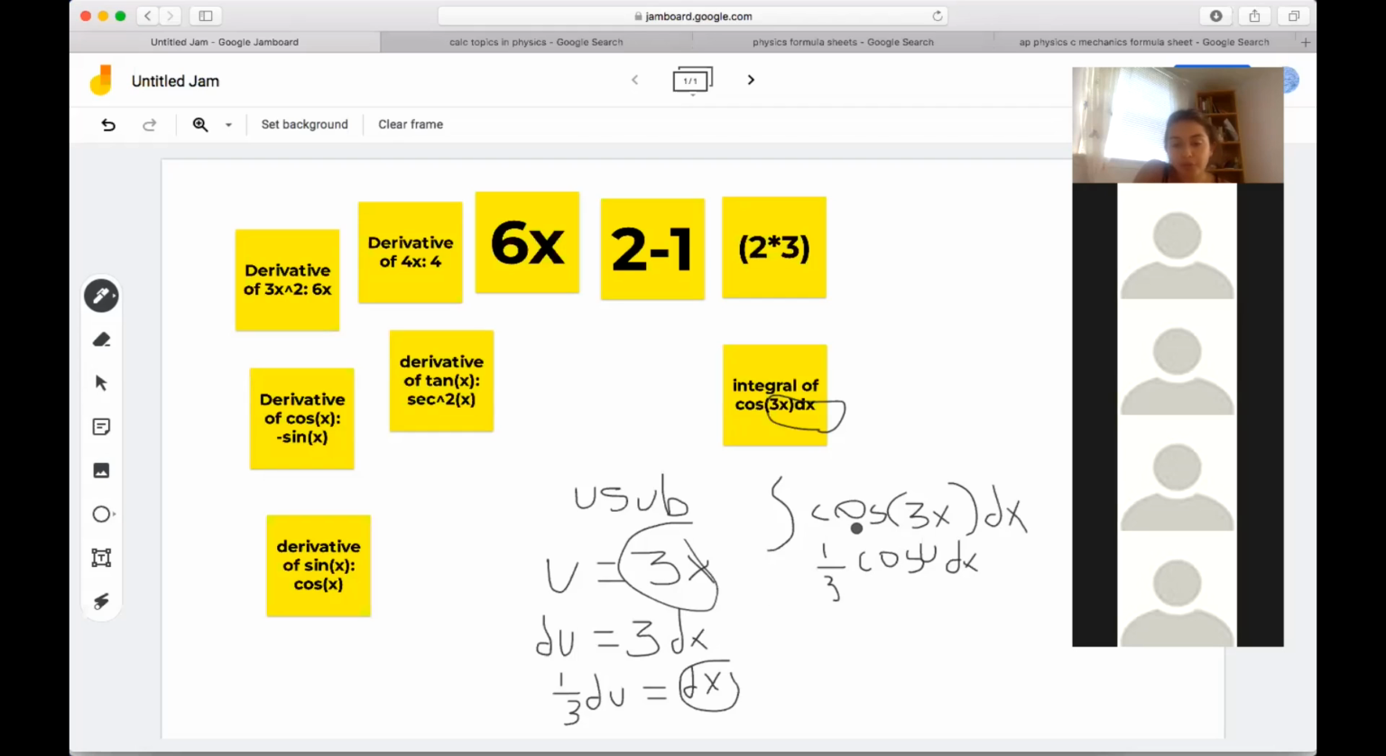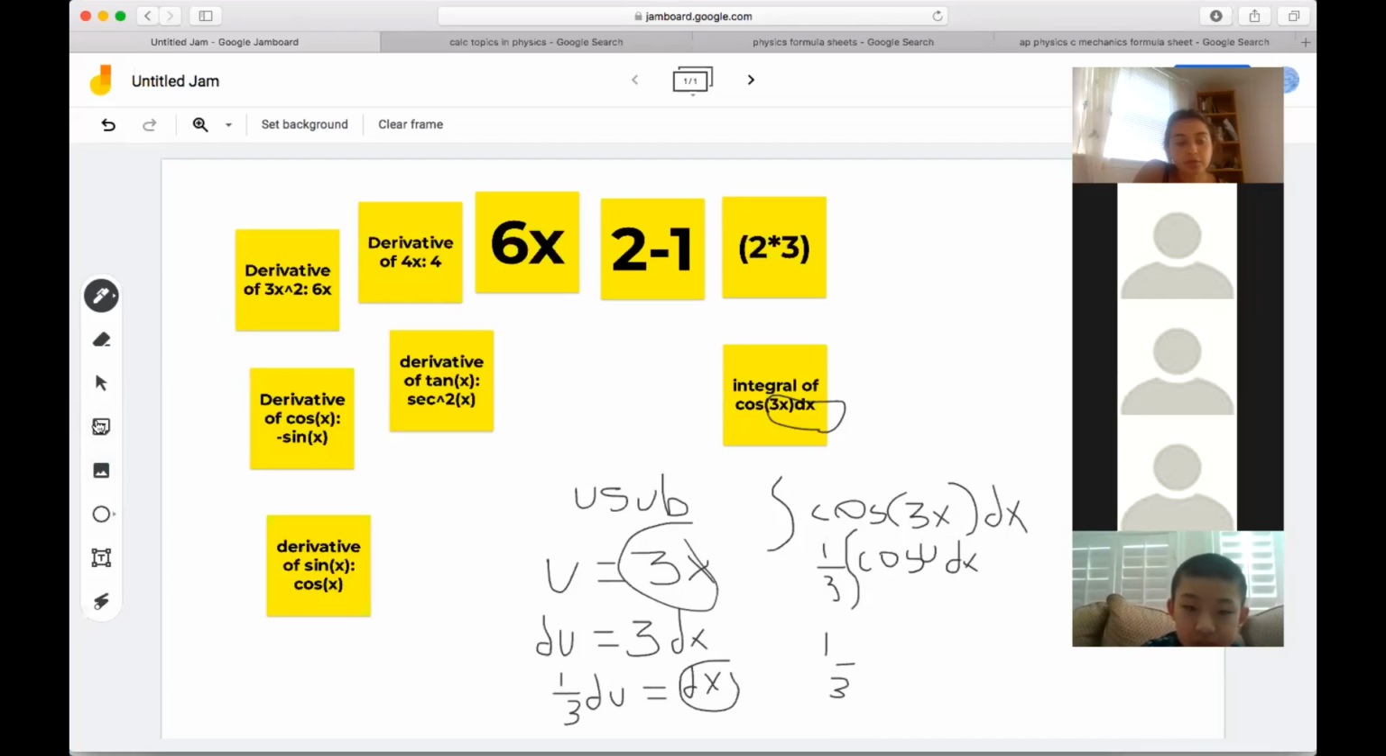So now we have 1/3 the integral of cosine of u. And here we can just pretend the u is like an x. If we remember before, the derivative of sine of x was cosine of x. So if we want to find the integral, it's just the opposite. Cosine of x at the end means we have to go backwards to sine of x. So the final answer is going to be 1/3.